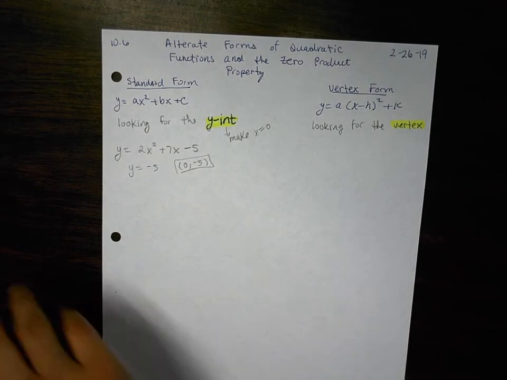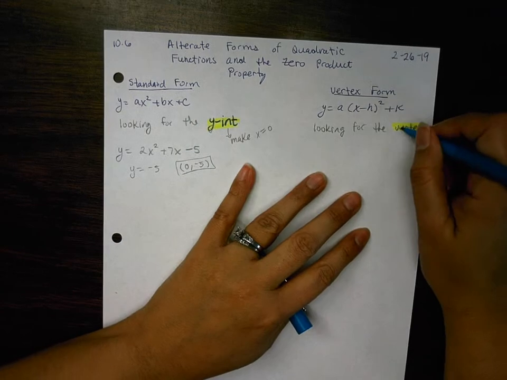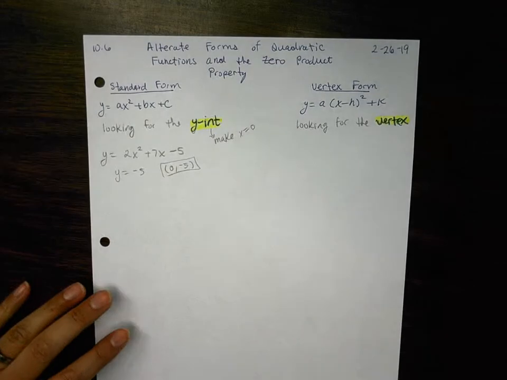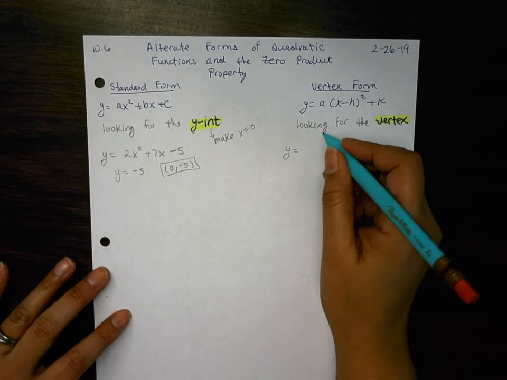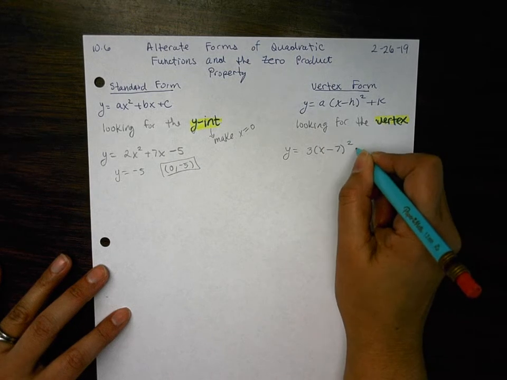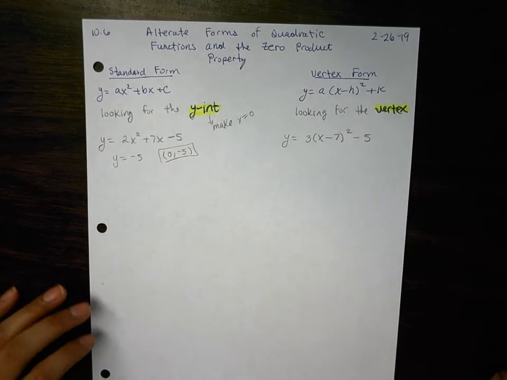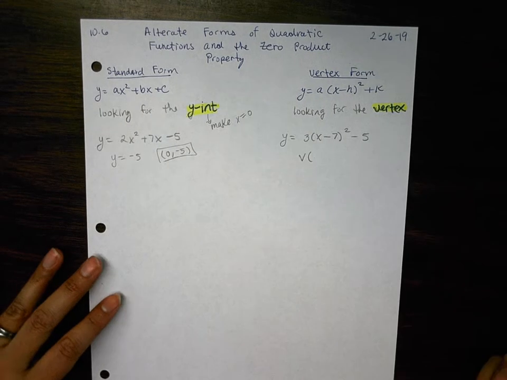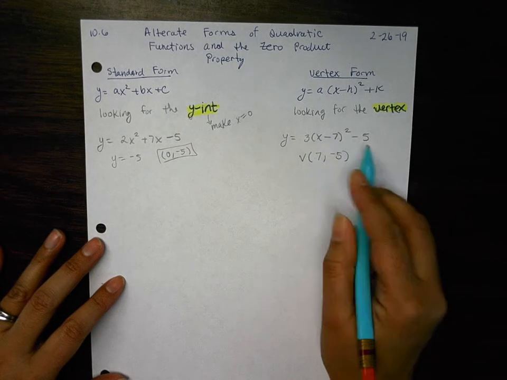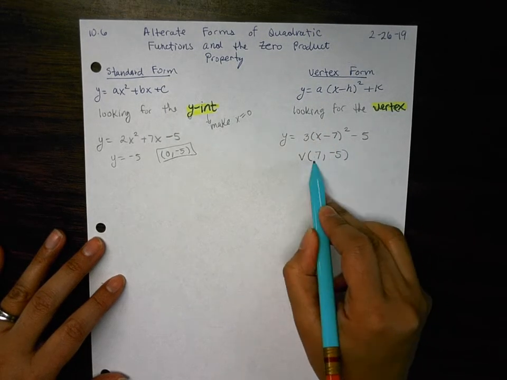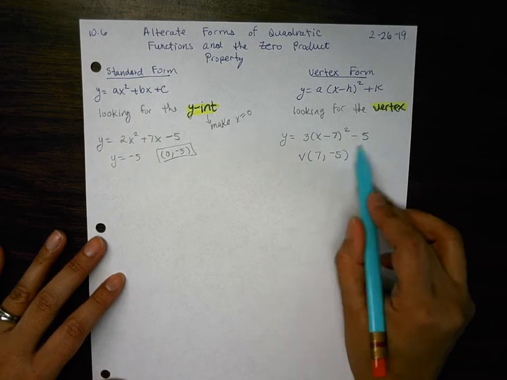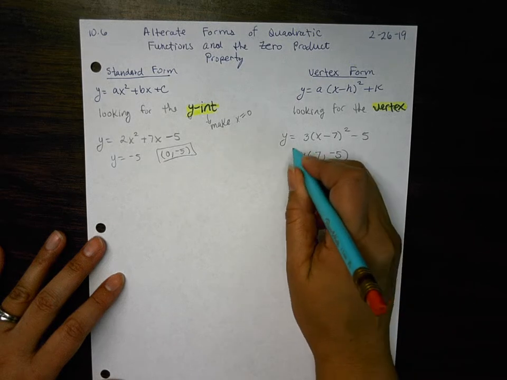Okay, so let me write this down. If I gave you one like this in vertex form, y equals 3 parentheses x minus 7 close parentheses squared minus 5. Could we look at that and say, oh, the vertex is 7, negative 5? Why? Because the x minus 7 is the opposite, so it's positive 7, and that's the x value, and then the other stays the same. It's negative 5. I put V for vertex.